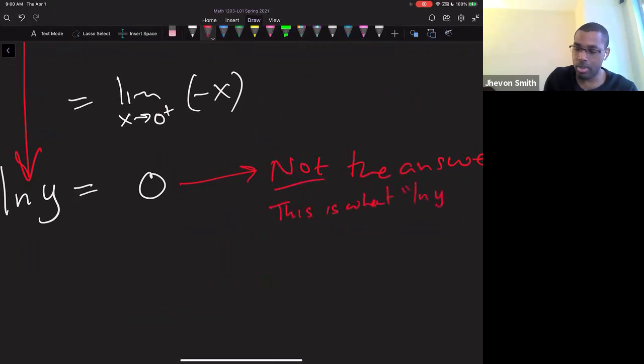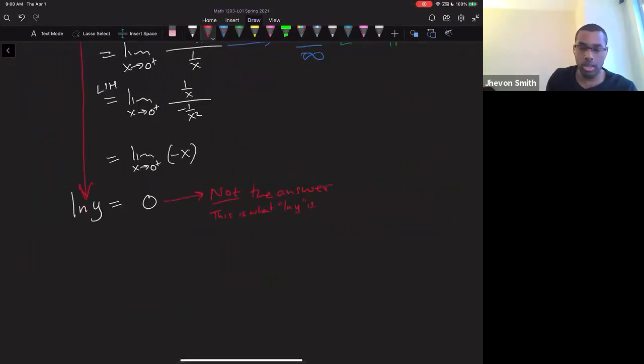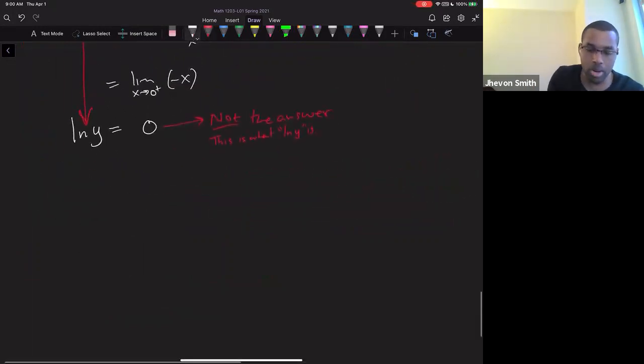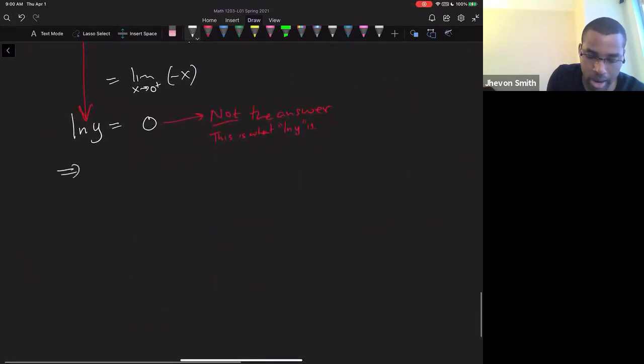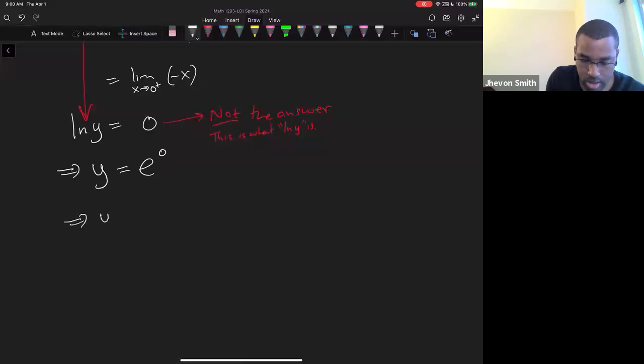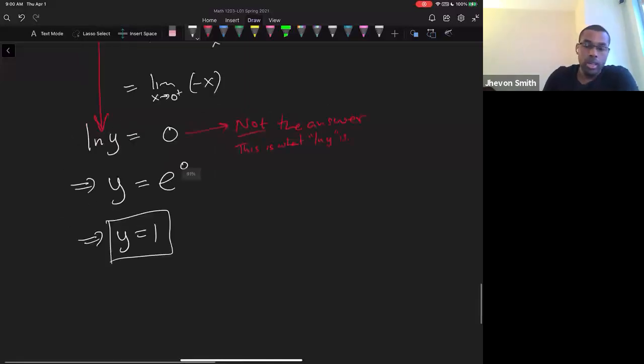This is what ln of y is. Right? So you then would have to remember, okay, to get y, I would need to raise both sides to the e. So your y equals 1, actually, and that's your limit, right?